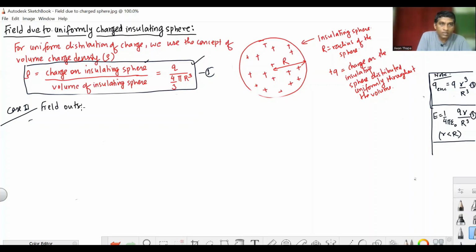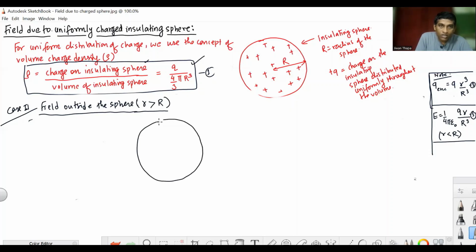Field outside the sphere, okay? So we have this now. We have to choose a Gaussian surface outside the insulating sphere. So I'm writing in this way: small r greater than capital R. I'm drawing the same sphere, the same insulating sphere, okay?